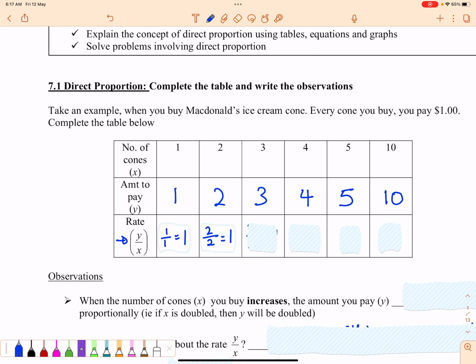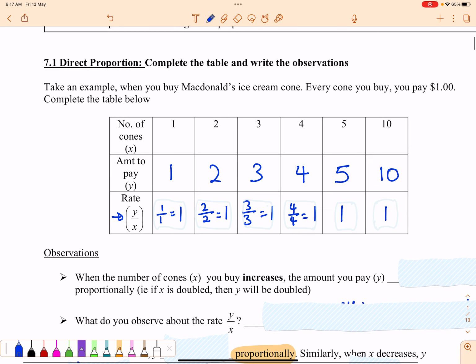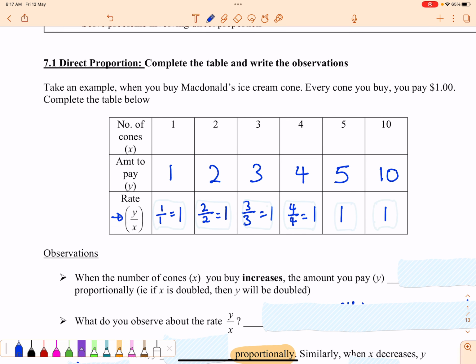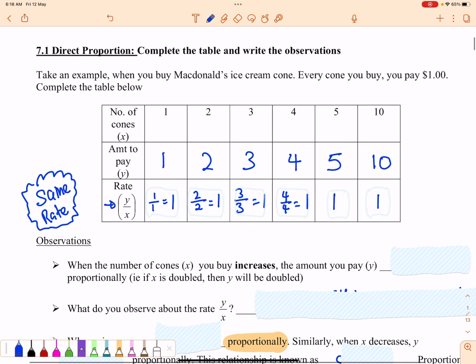Now, can you guess what is the remaining blanks? Pretty straightforward, right? So all of them are 1. Do you notice about the rate? Is the rate the same? So actually we can say that this is the same rate. Same rate. So this same rate idea is very crucial in today's topic. Alright, so let's move on and understand it.